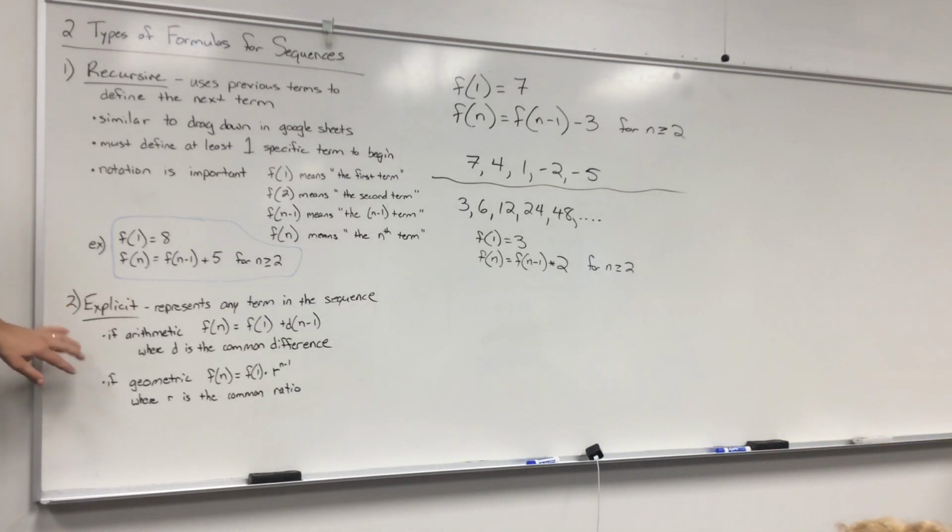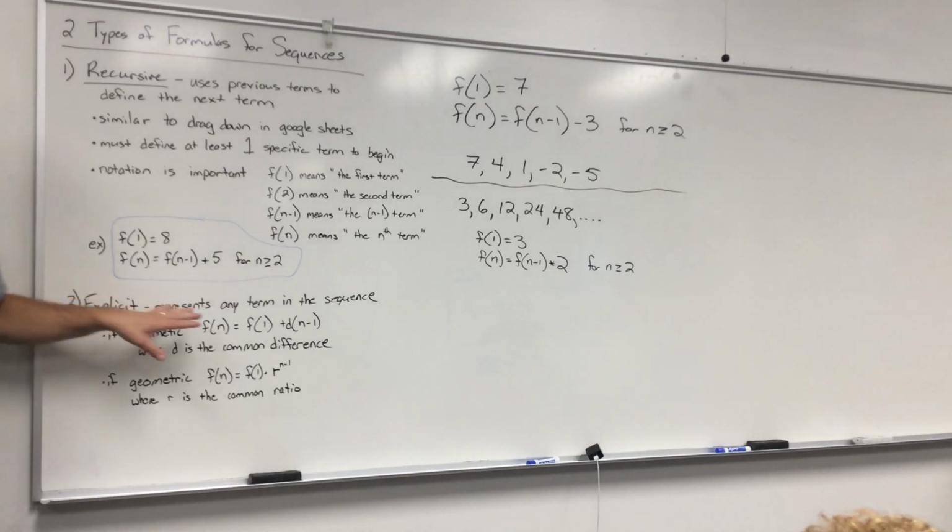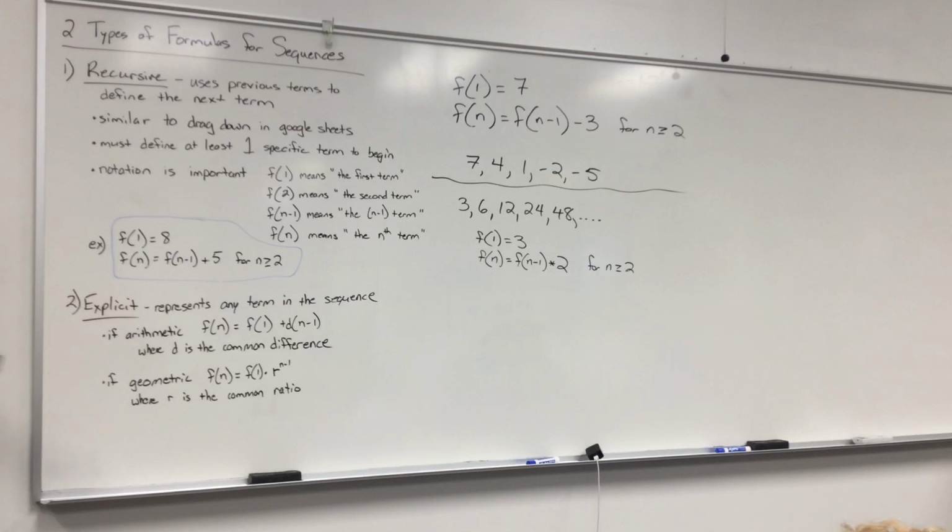Just to quickly finish the notes, we won't work a lot with this today though. The nice thing about explicit, and we'll come back to this later, is that you don't need to know the term right before it to figure out whatever term you're after. If you want to know the 100th term, you can just plug 100 in for n and see what you get for an answer. So this is where explicit is nice.